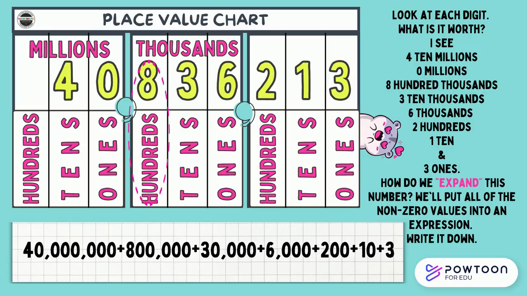Check your work. Did you write 40 million plus 800,000 plus 30,000 plus 6,000 plus 200 plus 10 plus 3? Good work.